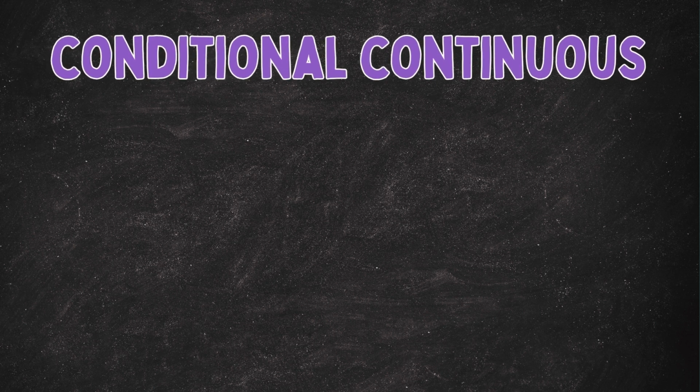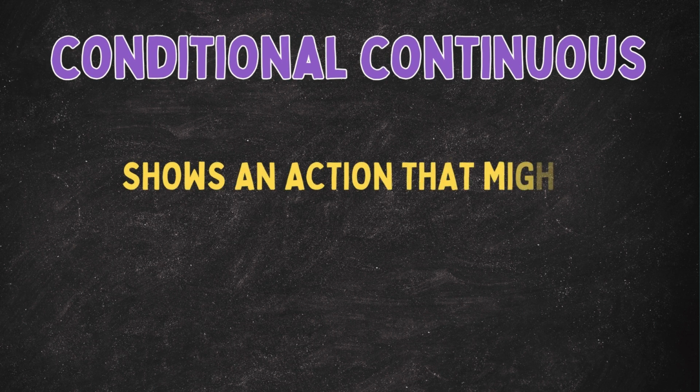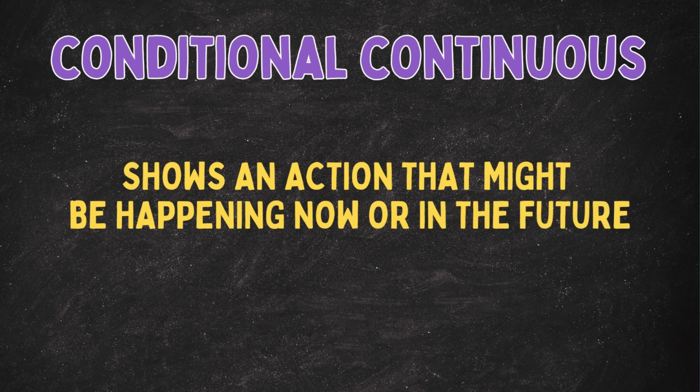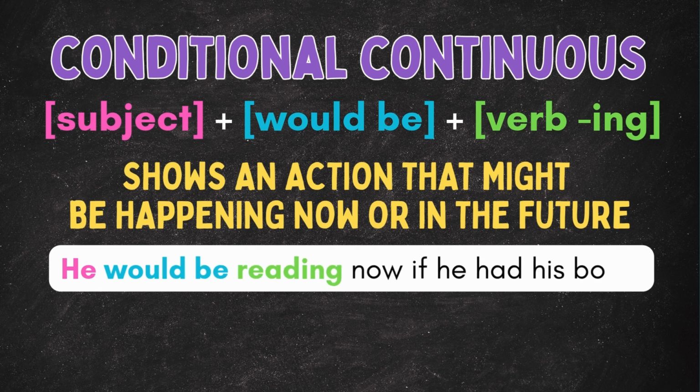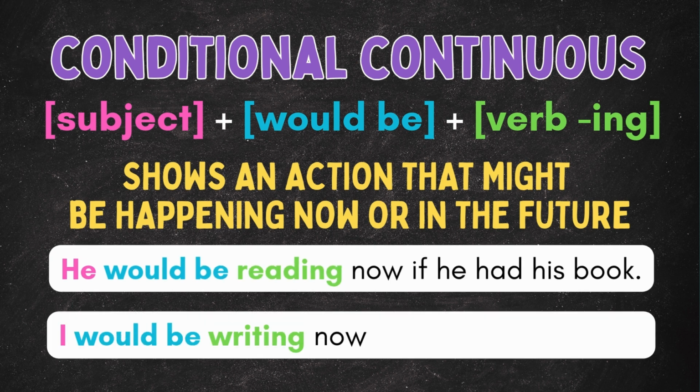Conditional continuous. The conditional continuous is used to show an action that might be happening now or in the future. The sentence structure consists of subject plus would be plus verb with ing. For example, he would be reading now if he had his book. I would be writing now if I had my notebook.